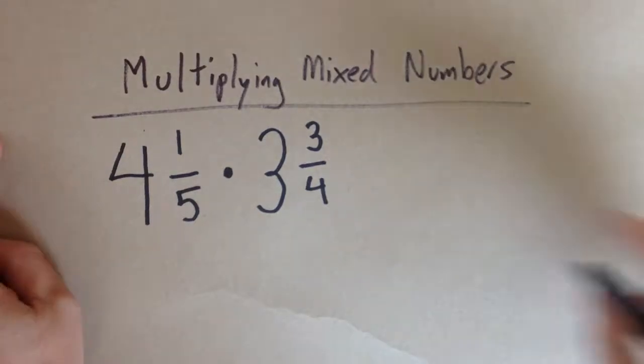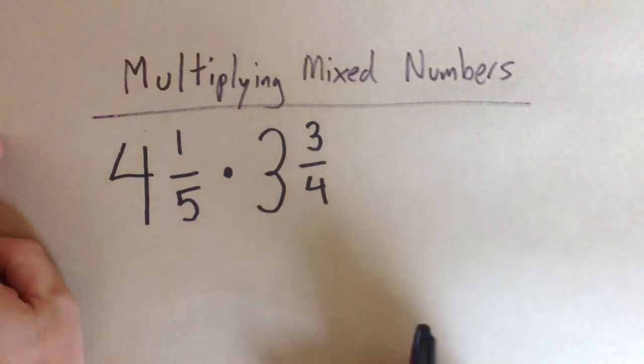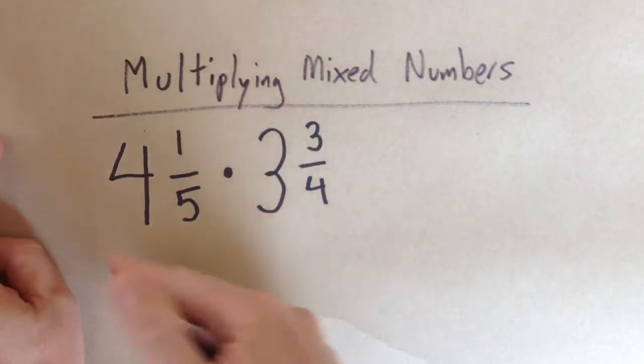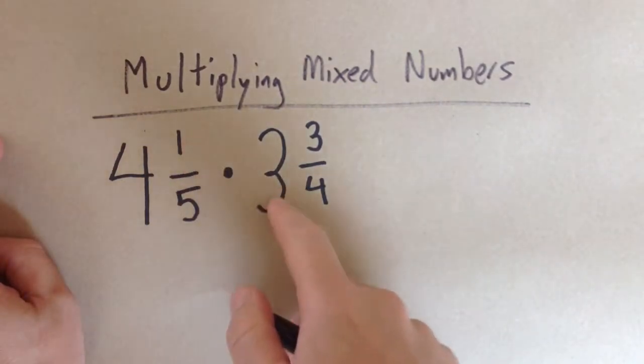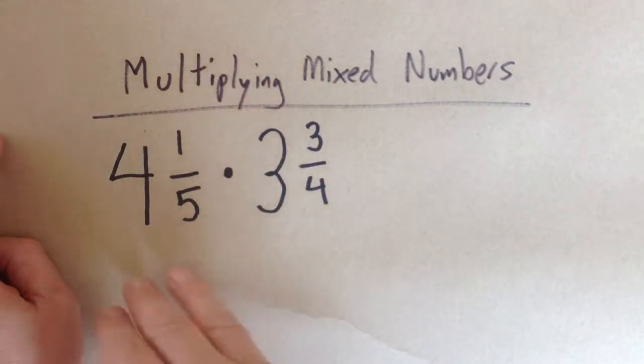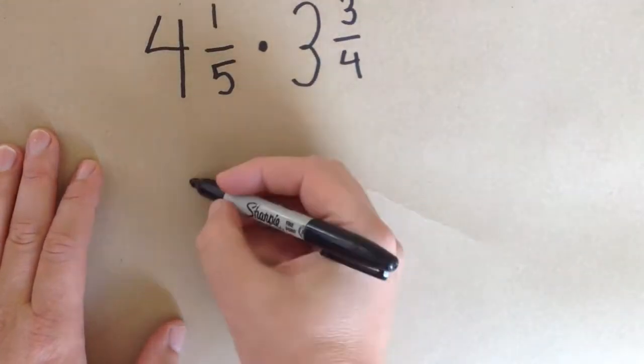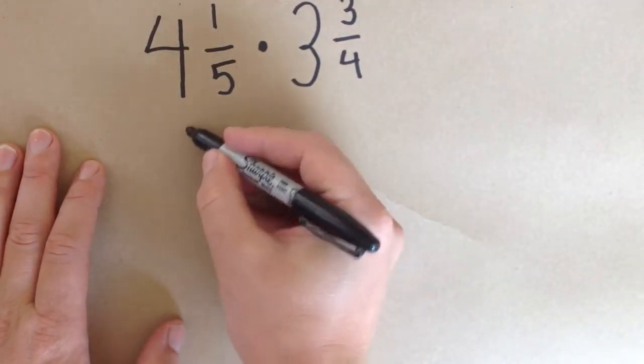The most efficient way to multiply mixed numbers is to take your mixed numbers and convert them into improper fractions. So in this case, I have 4 and 1/5 times 3 and 3/4. I can't multiply them as they are, so what I'm going to do is convert each mixed number individually into improper fractions.